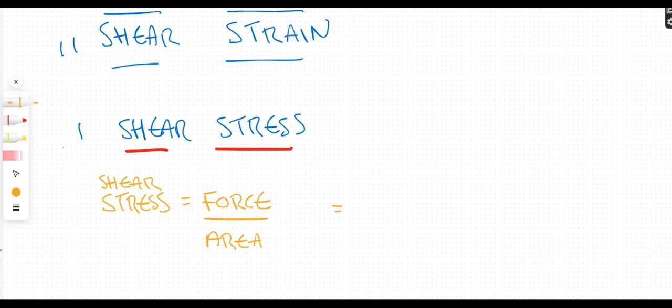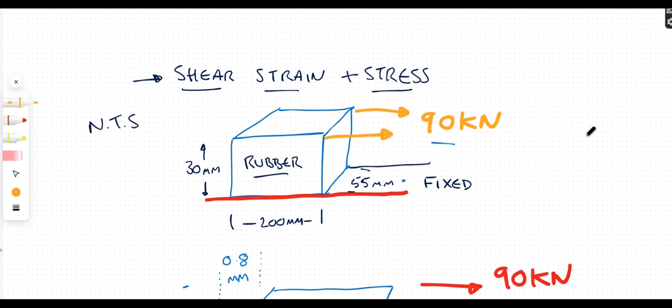And if I go up, I know that 90 kilonewtons is the force, and the area is this area in here. It's the area that this rubber block is attached to the floor type thing, so it's that cross-sectional area. It's not this area here, it's the area there. So it's the area that is stuck to the floor, that square or that rectangle.